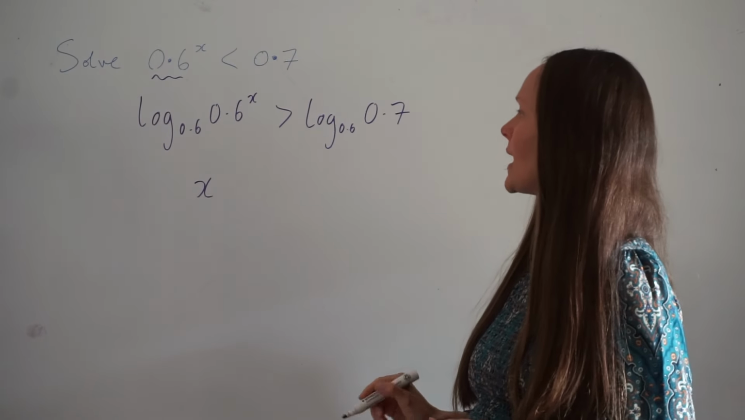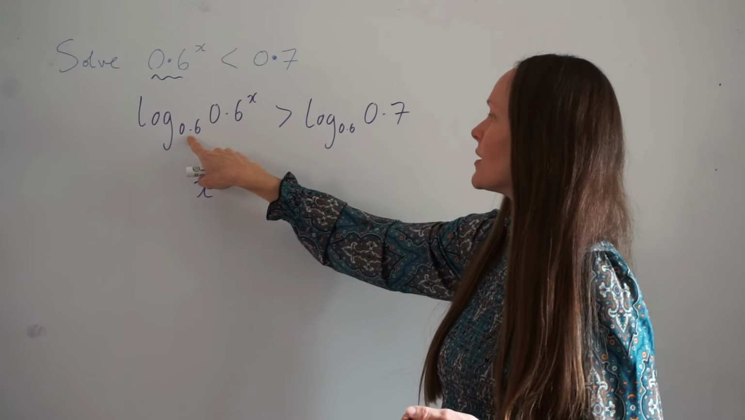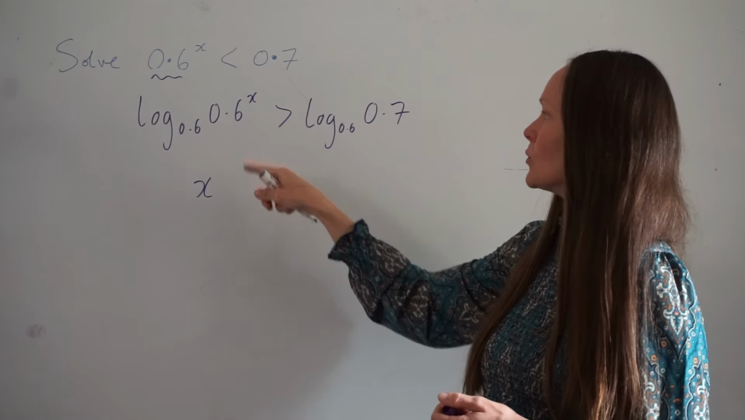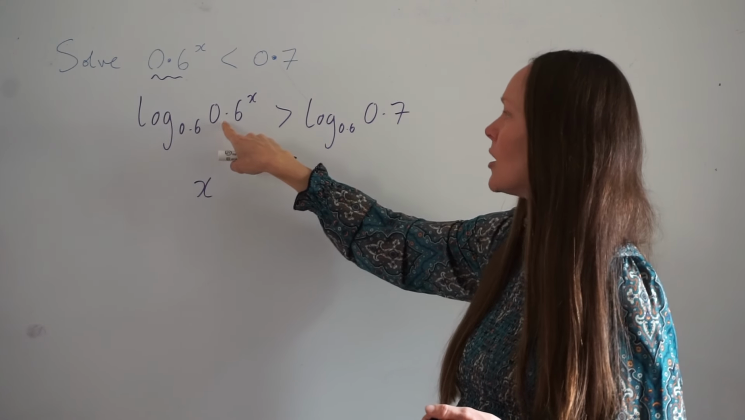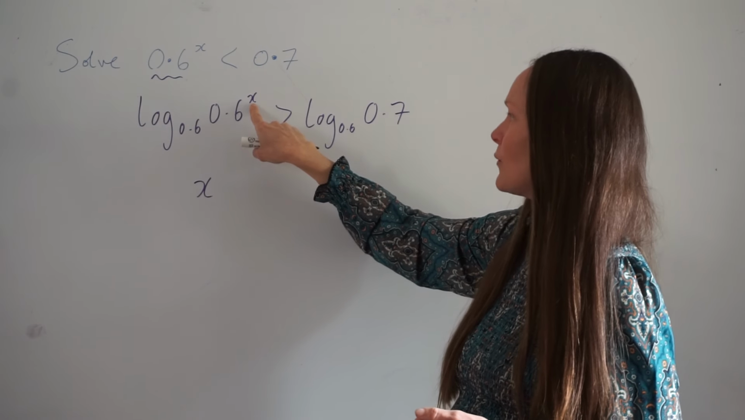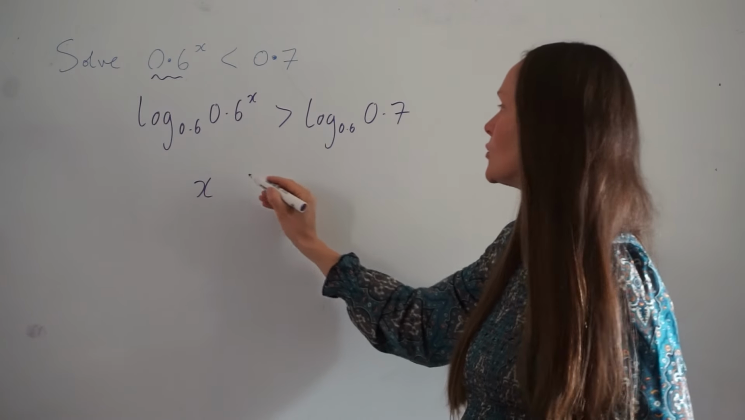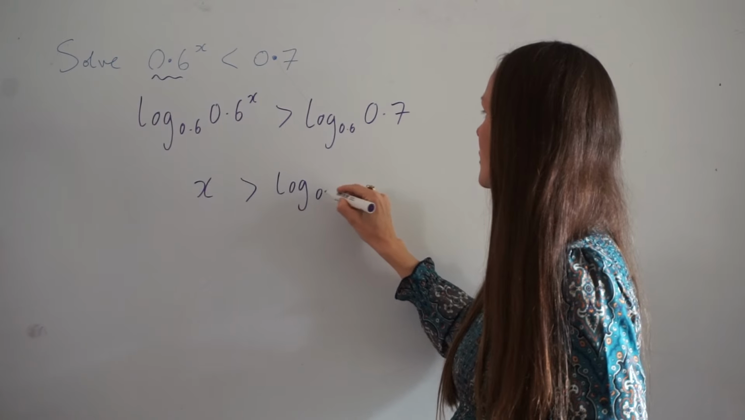Okay, remember when you're working out the value of a logarithm, log base 0.6 of 0.6 to the power of x is equal to x. Okay, remember when the base number and the argument are the same, you're left with the power here, which is x. Okay, if you're not sure about that, do check my first video on logarithms.